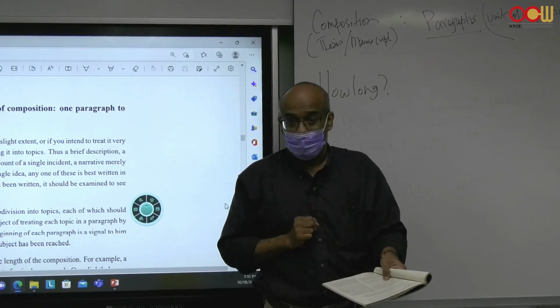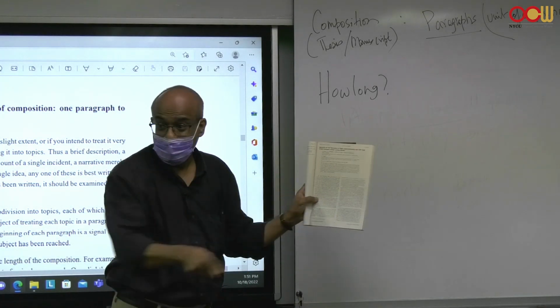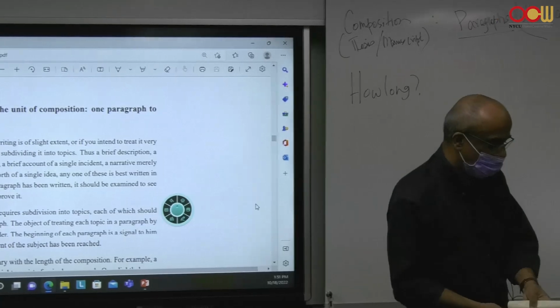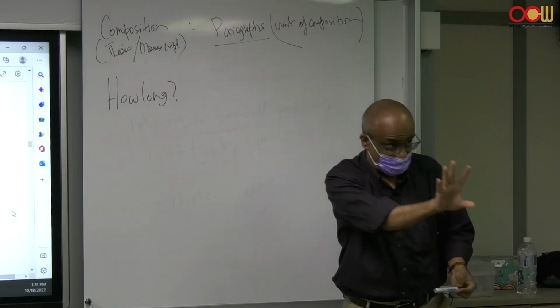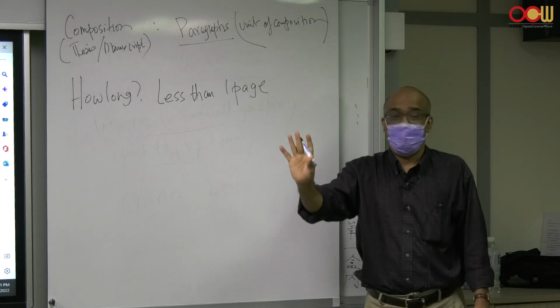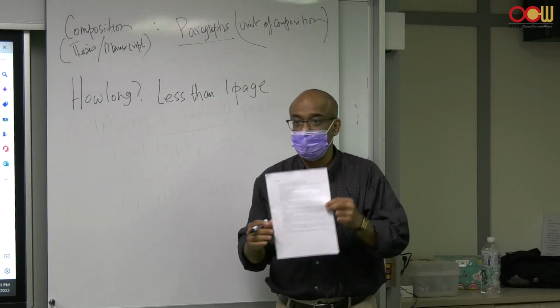So how long should it be? Here it is printed. Does not mean in your Word file it will be like this. So how long? I give you some reference, okay? Average: less than 1 page. And the page is defined. I have defined 1 page before. So 1 page means A4.